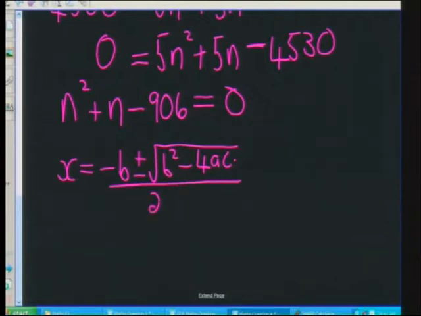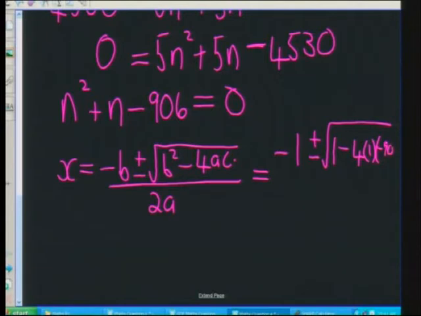everything divided by 2a. Right, so my b term is 1, so it's minus 1 plus or minus the square root of 1 squared minus 4 times 1 times negative 906. And all of that is divided by 2a, so that is 2.